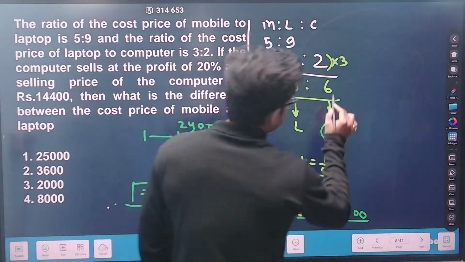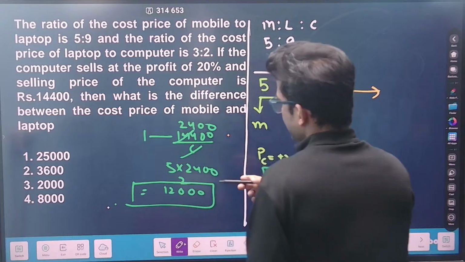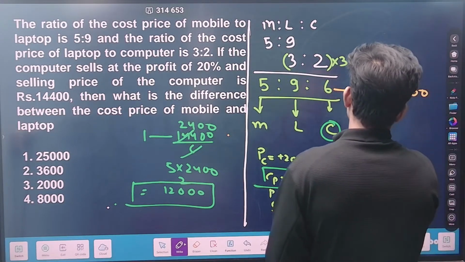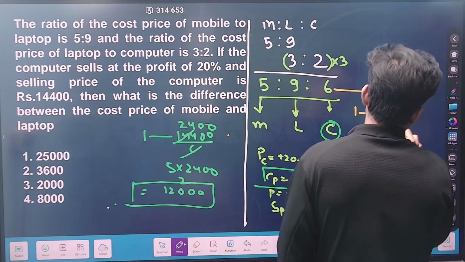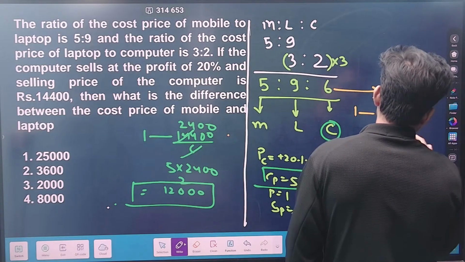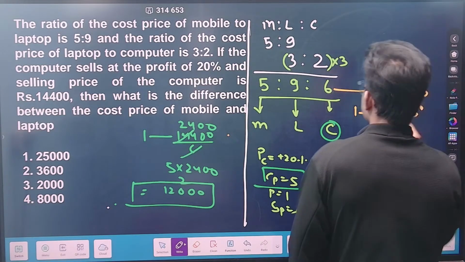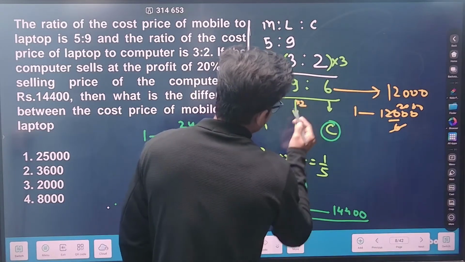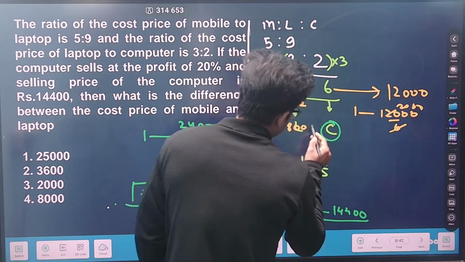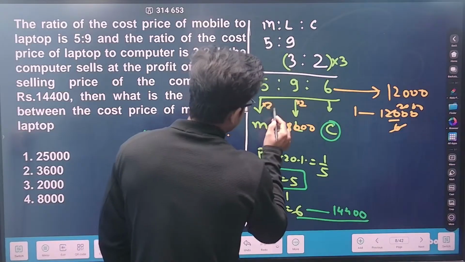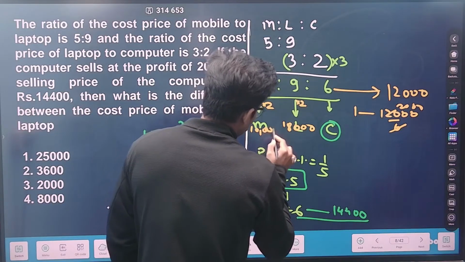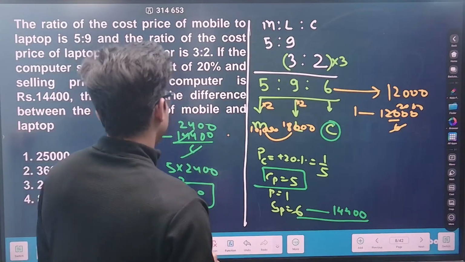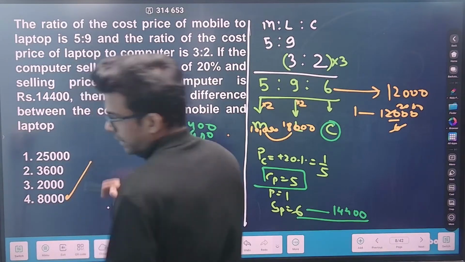So the value of 6 is basically 12,000. If the value of 6 is 12,000, the value of 1 would be 12,000 divided by 6, which is 2,000. So if the value of 1 is 2,000, then 9 multiplied by 2,000 will give me 18,000, and 5 multiplied by 2,000 will give me 10,000. So the difference they are asking is basically 8,000. 8,000 is the answer.